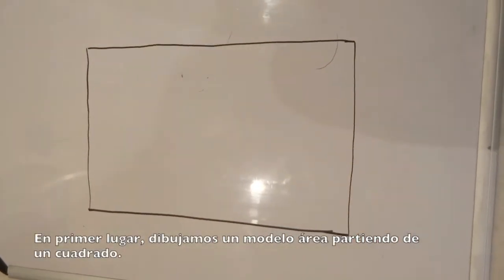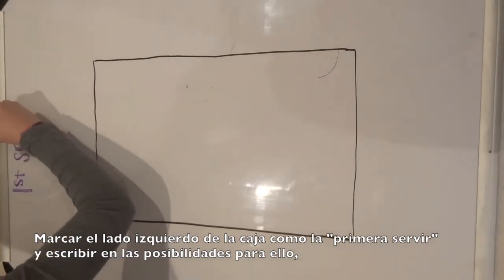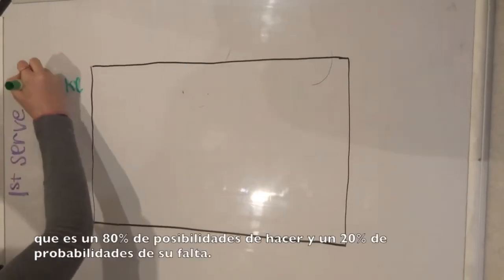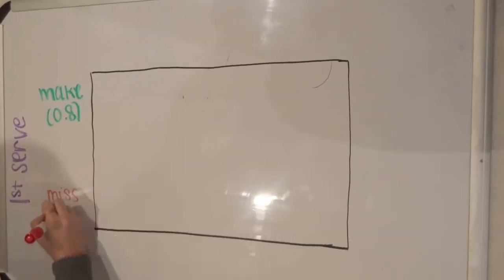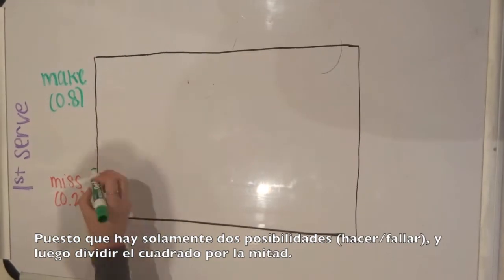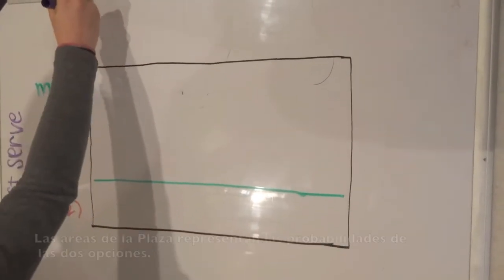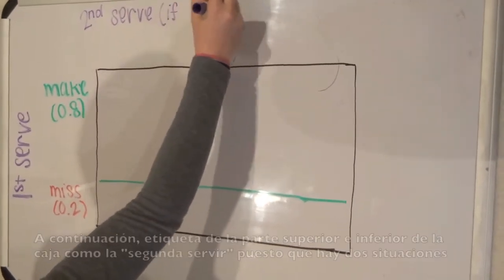First, we drew an area model starting off with a square. Label the left side of the box as the first serve and write in the possibilities for this, which is an 80% chance of making it and a 20% chance of her missing it. Since there are only two possibilities, make or miss, you divide the square in half. The areas of the square represent the probabilities of the two choices.